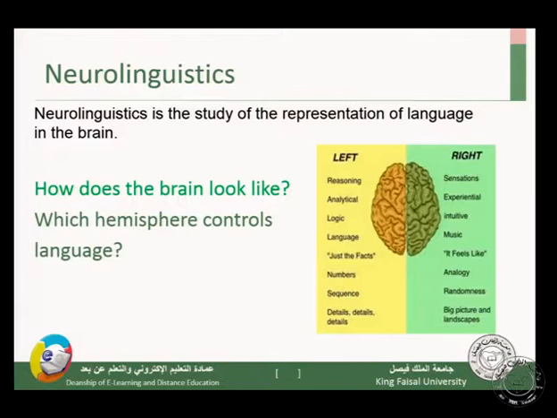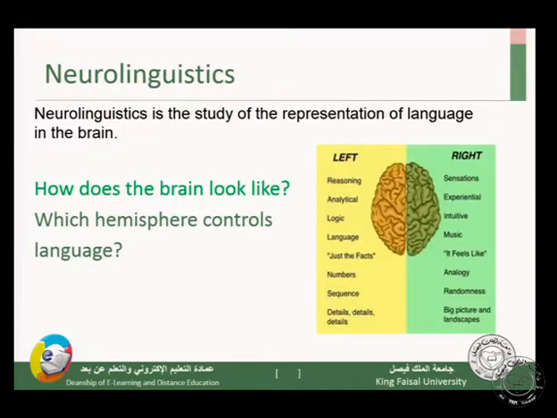Okay? So the left side gives you the ability for reasoning, for analytical thinking, for logic, for language, facts, numbers, sequence, and details. So this is the responsibility of the left side of the brain.